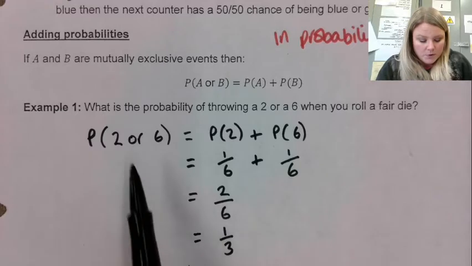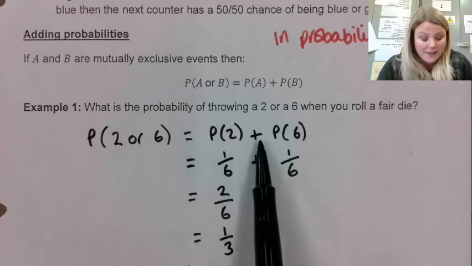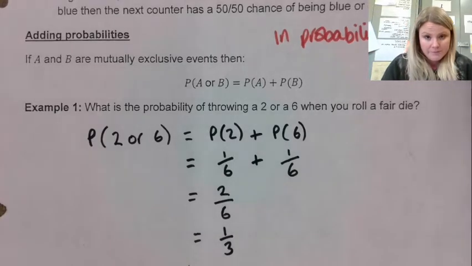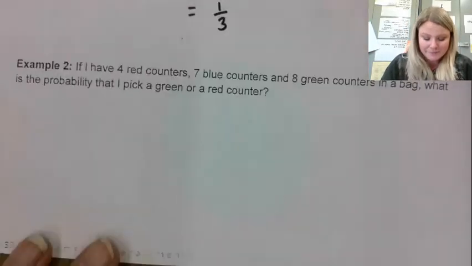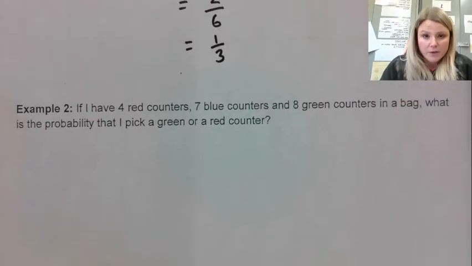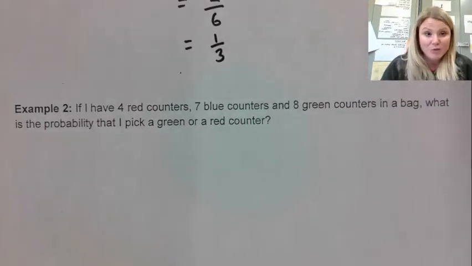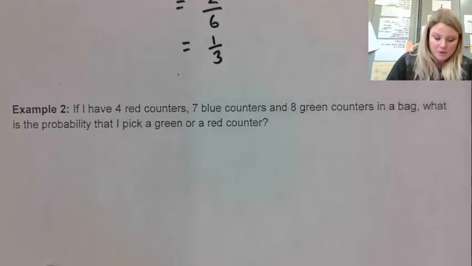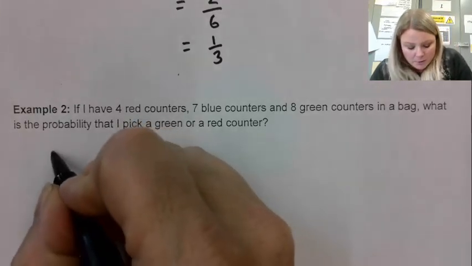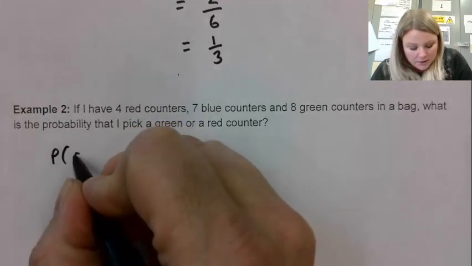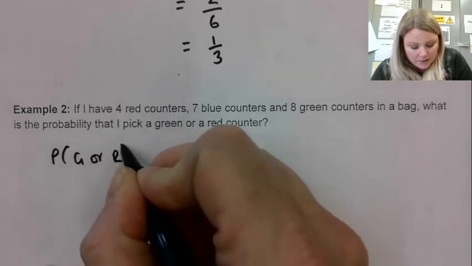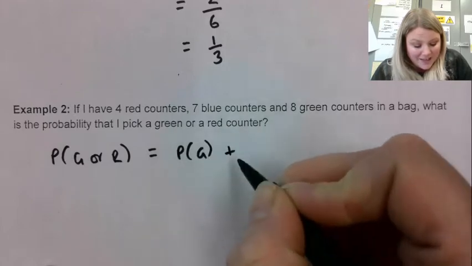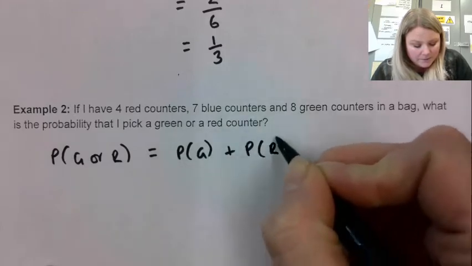Once you get your rule in your head that "or" means add, it's just taking these two things and adding the probabilities of them together. Right, let's look at example 2. If I have 4 red counters, 7 blue counters, and 8 green counters in a bag, what's the probability that I pick a green or a red counter? I always just write probability, what are we doing, green or red. That means we take the probability of getting a green and we add it to the probability of getting a red.